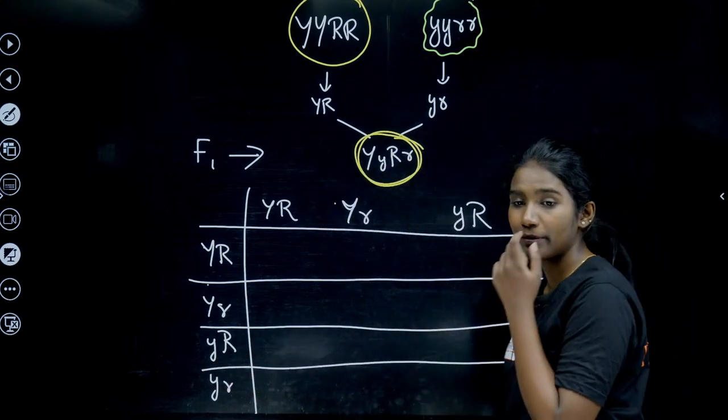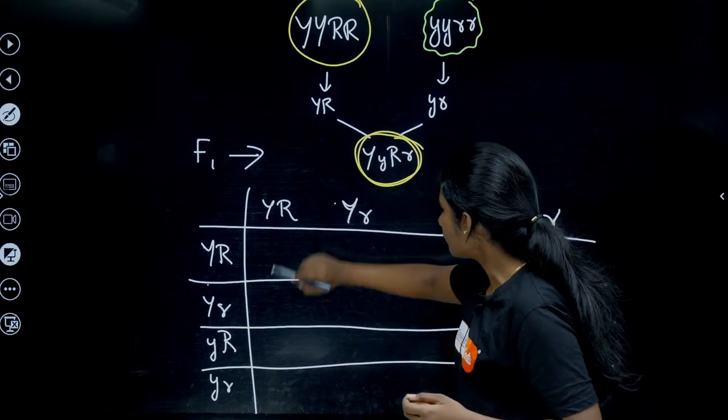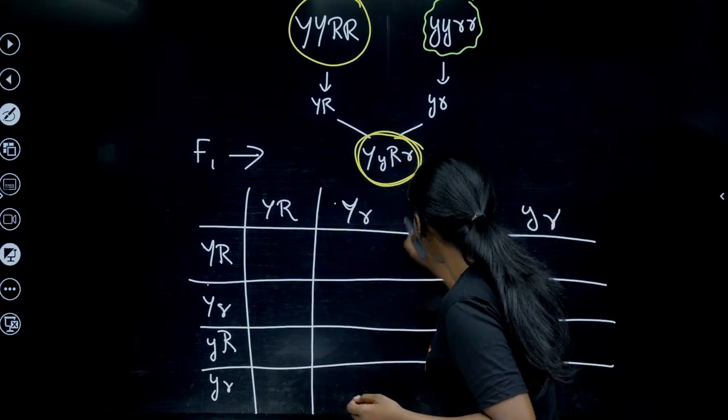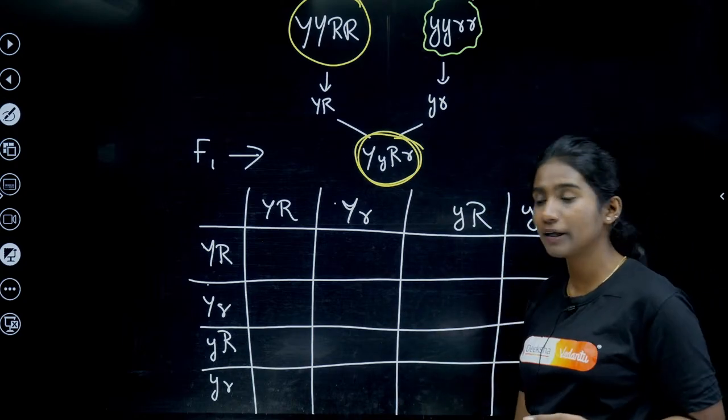So what do you think will be the ratio, students? Can you comment in the comment section? What will be the genotype and phenotype of this, students? Can you tell the phenotypic ratio of this?